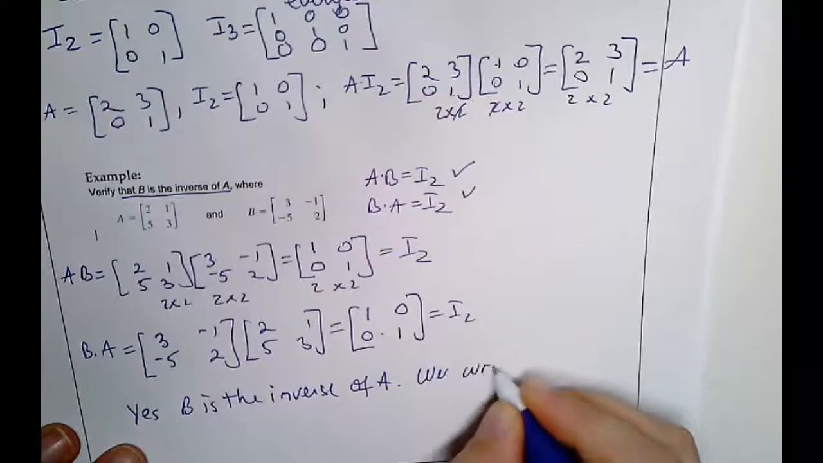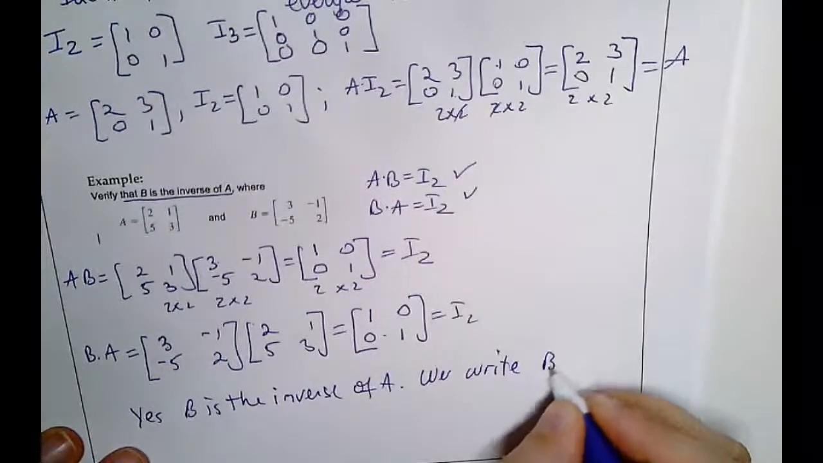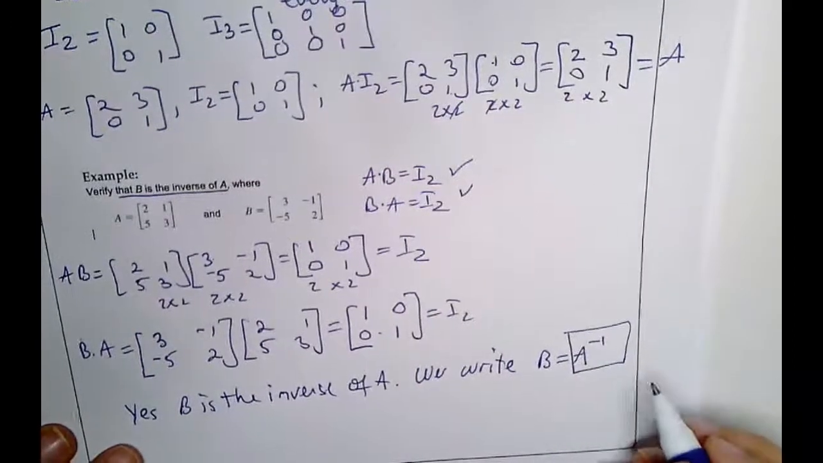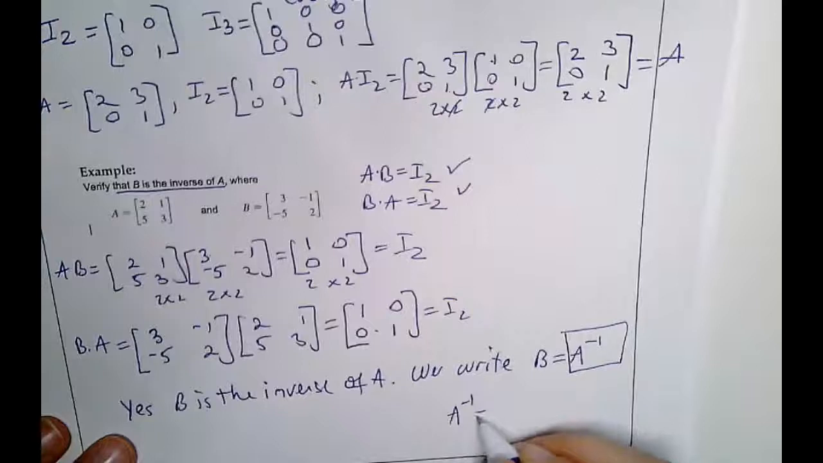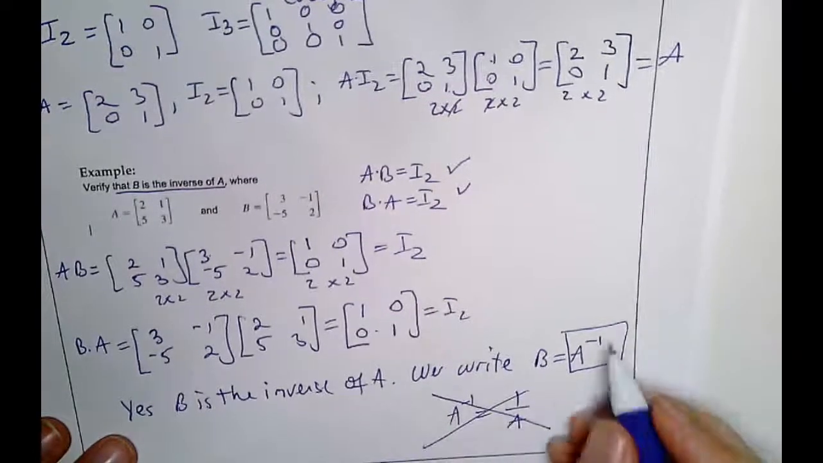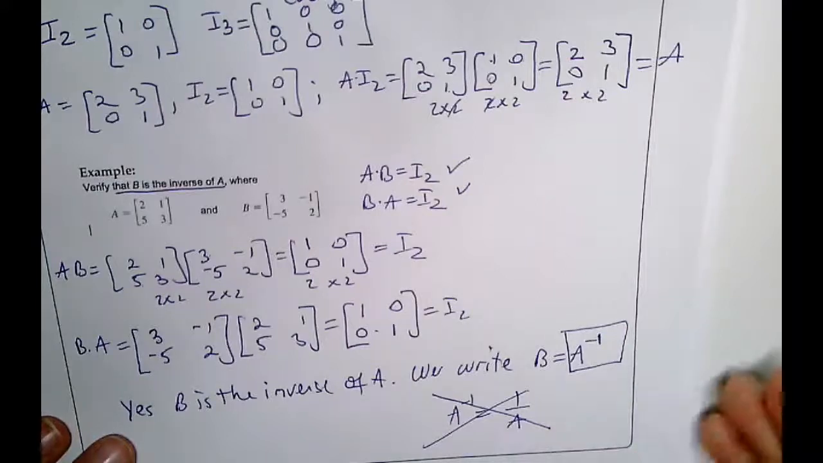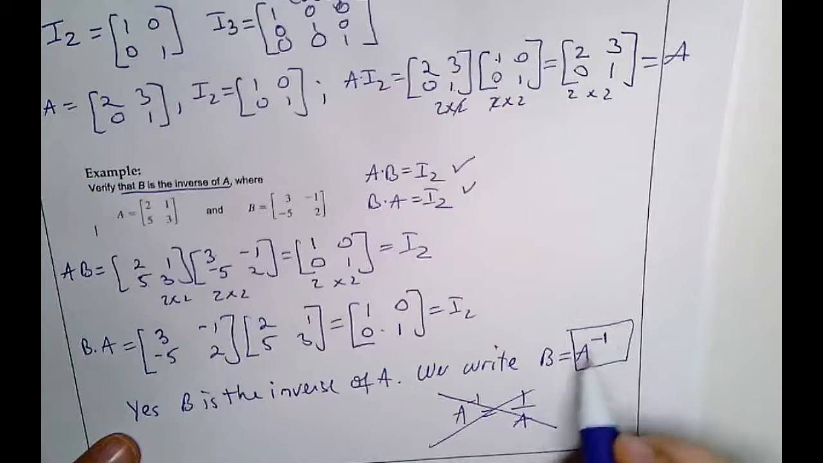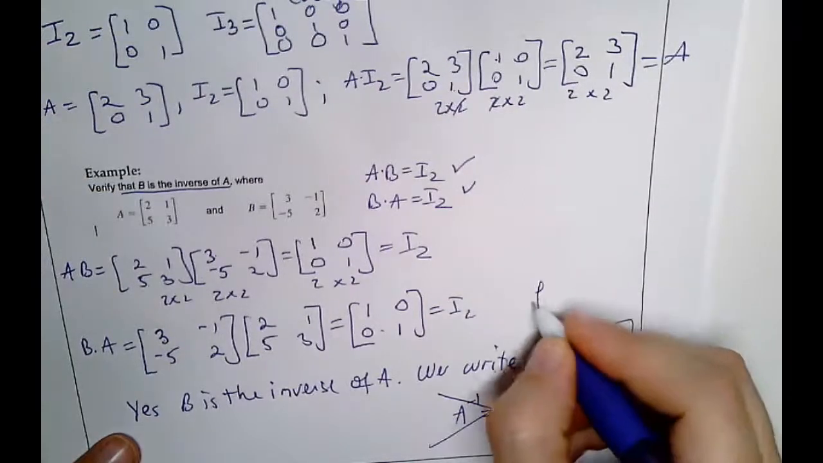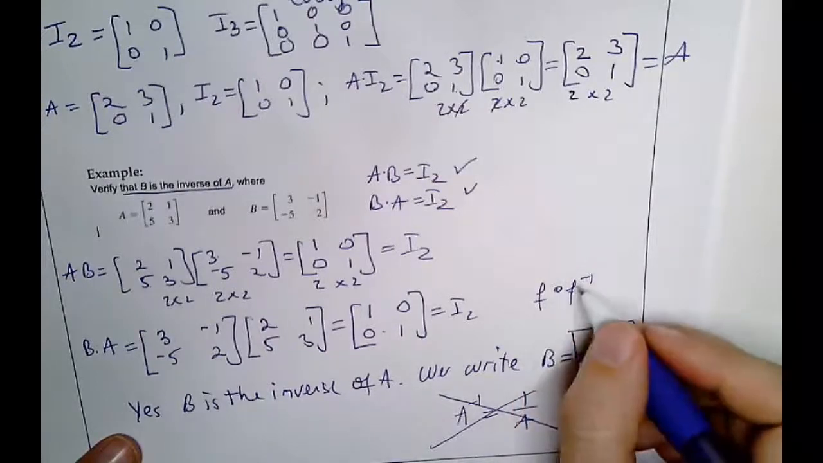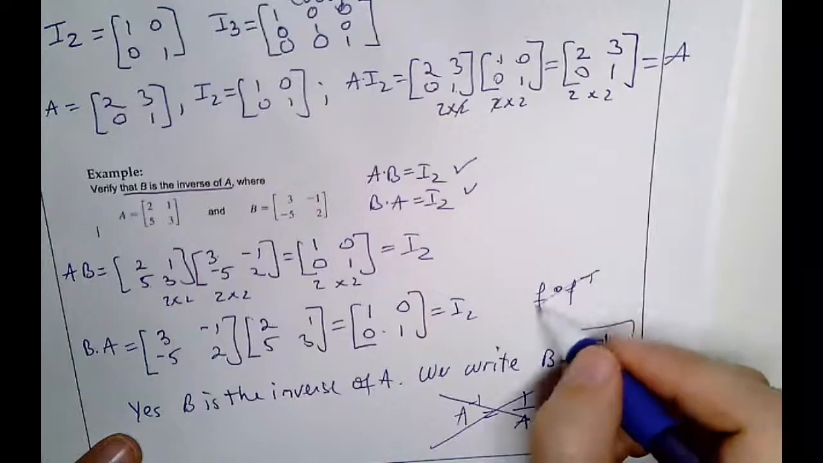So yes, B is the inverse of A. We write B equals A to the negative 1. So A to the negative 1 does not mean 1 divided by A. We cannot divide like that. So that's not what it means. It's just a notation. If you recall, in college algebra, we denoted the inverse of a function f as f to the negative 1. And then when we had f composed with f inverse, they undid each other. So this is something similar to that.